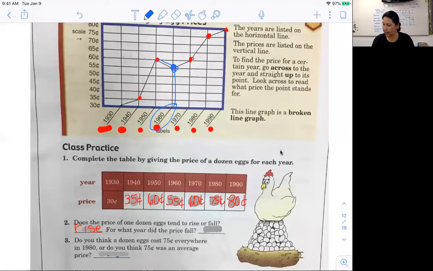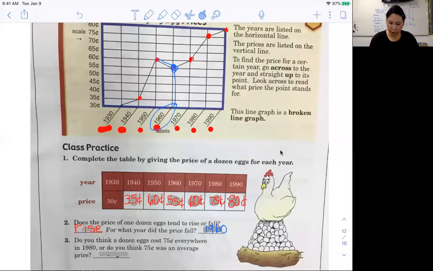1960. In 1960, for some reason, the prices went down in eggs. Maybe they had an overproduction. It's kind of like supply and demand. The more eggs they have, the cheaper they are. The less eggs they have, the more expensive. So maybe there were more eggs at that time.